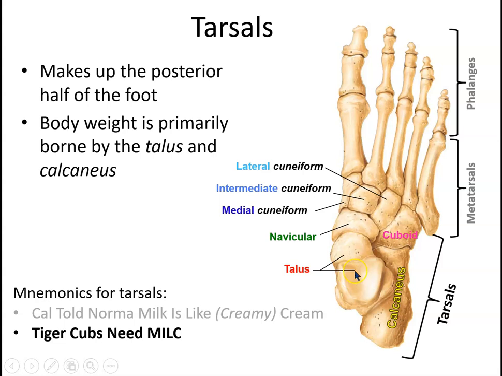How it works is you have the talus, tiger, cubs, calcaneus, and then you go from the talus anterior, and then you'll go from medial to lateral. So you go talus, navicular, and then the three cuneiform bones are all kind of attached to the navicular. And they're just named medial, intermediate, lateral. And then the last one is the cuboid. So you have tiger, cubs need milk. See? Tiger cubs need milk.